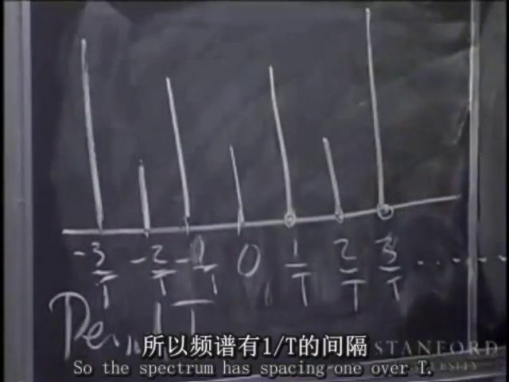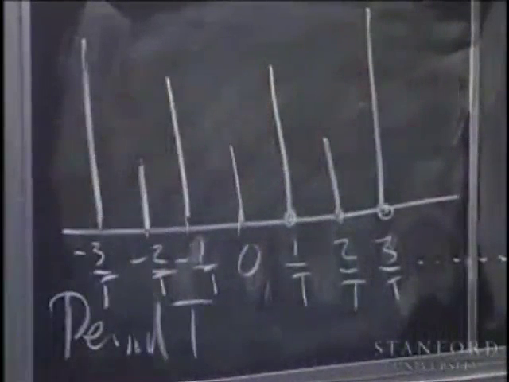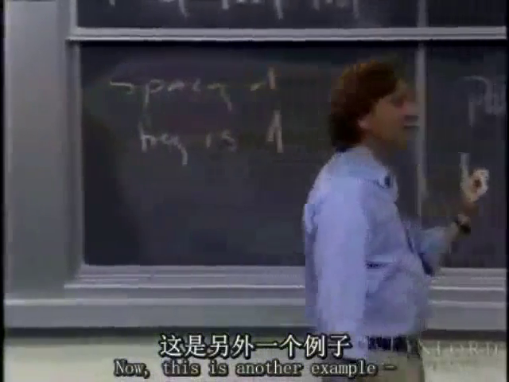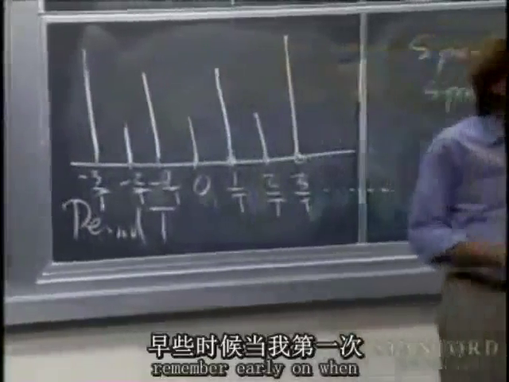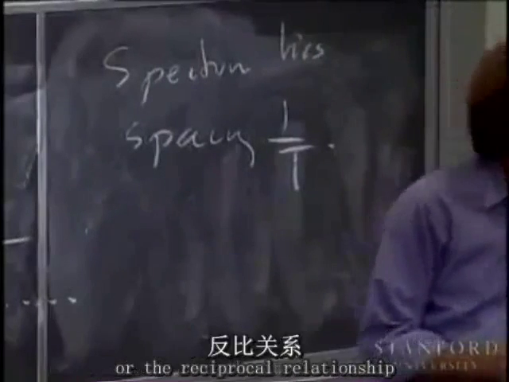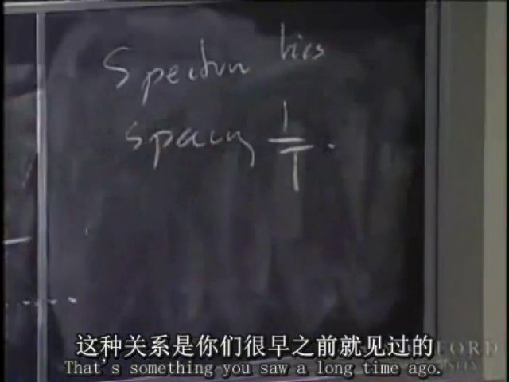So the spectrum has spacing 1 over T. All right. Now, this is another example. Remember when I first talked about frequency and wavelength, and the inverse or reciprocal relationship between frequency and wavelength, the very first day of class. That's something you saw a long time ago.